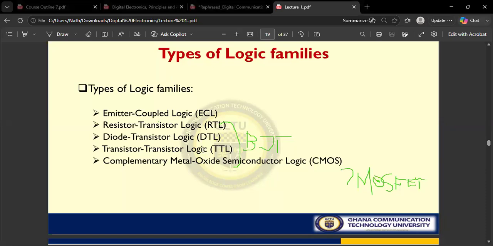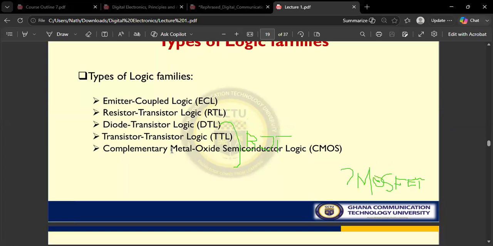So, like I said, the logic and amplification is done by transistors. In diode transistor logic, the logic operation is done by diodes, and the switching and amplification is done by the transistor. In resistor transistor logic, the logic operation is done by the resistor, and the transistor performs the switching and amplification. And for emitter coupled logic, the emitter coupling is just to prevent the transistor from entering the saturation region.